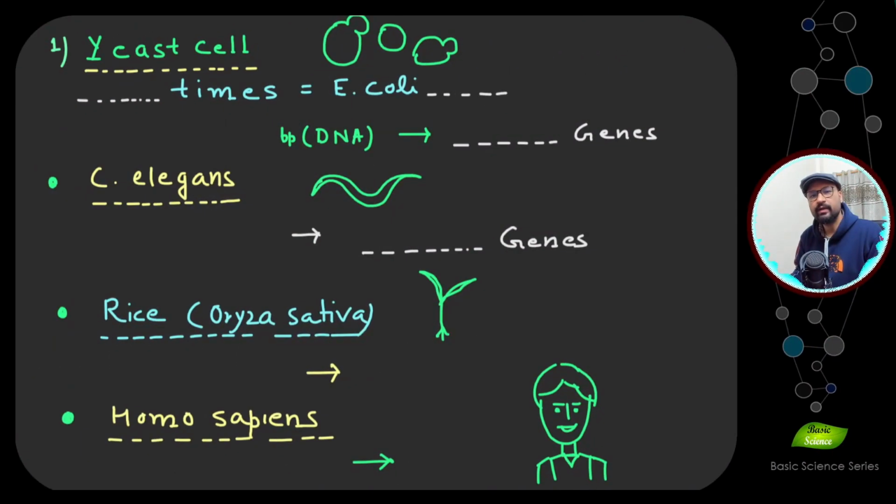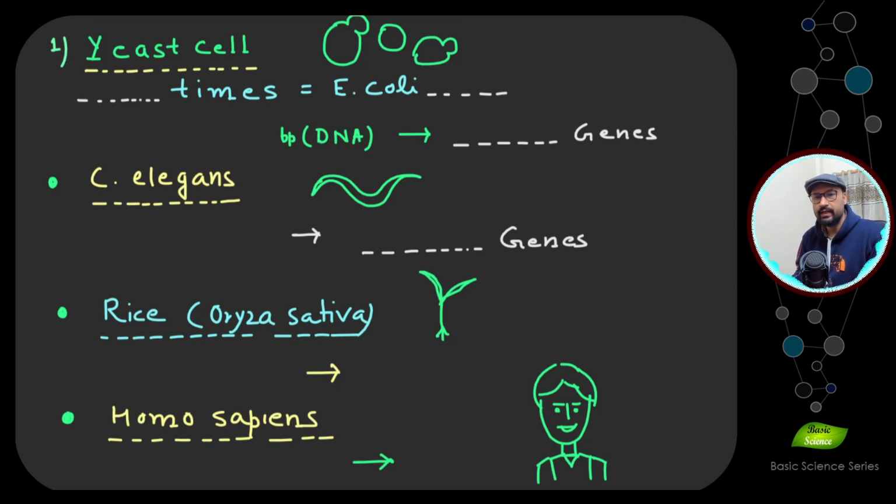Hello everyone, welcome to the video, and let's extend the discussion. If you recall, last time we found out some of the base pairs of the bacteriophages. We tried to understand how many genes are there. We took the example of different types of bacteriophages, and then we moved on to the prokaryotic cell.